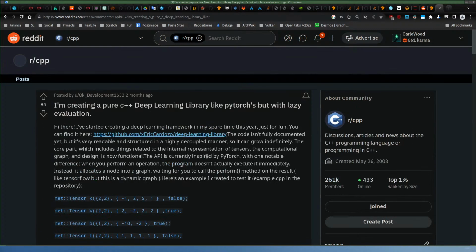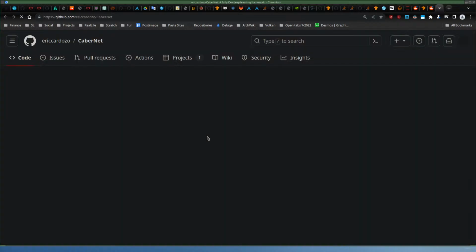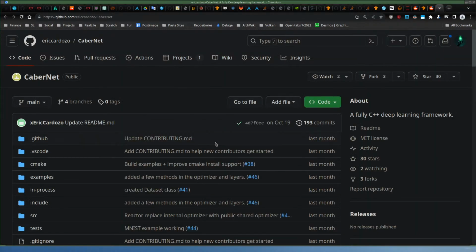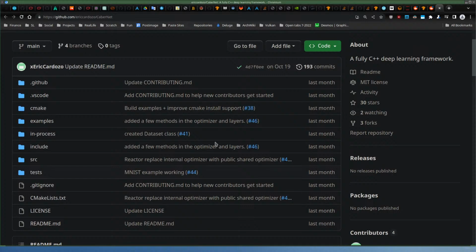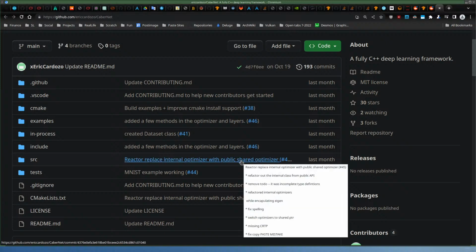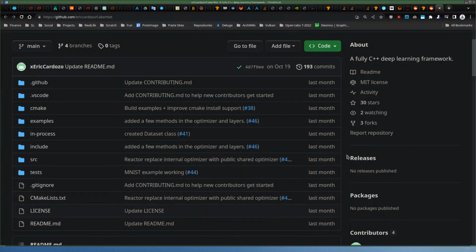Interesting. And then it was dead. No commits since, well, the post was 2 months ago.